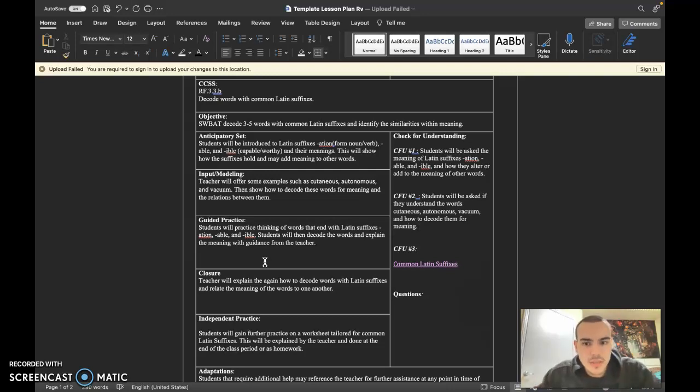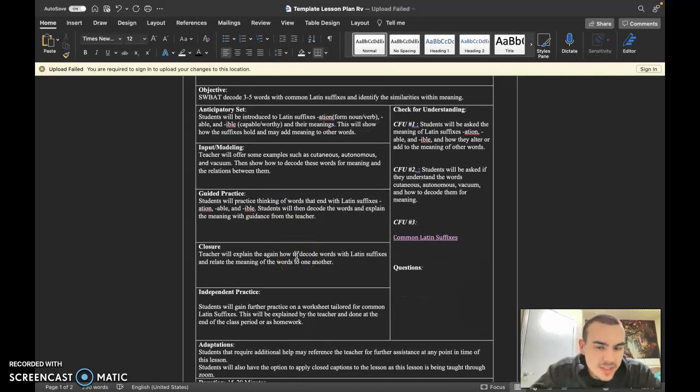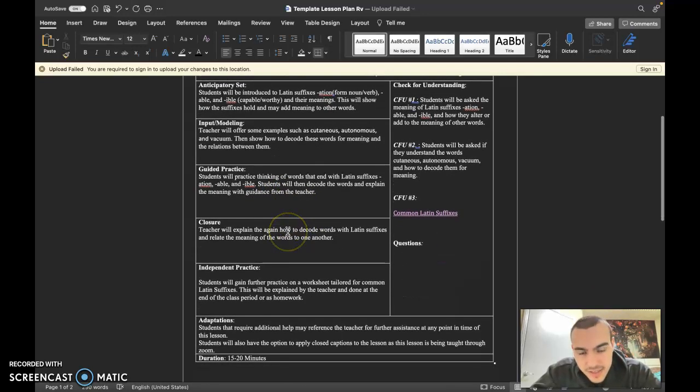It typically will always be that the base or root word will already have a meaning, and then the Latin suffix will have a meaning that will either change or add to that meaning. So suffixes, Latin suffixes, all suffixes are adding or altering the meaning of a word that already exists.